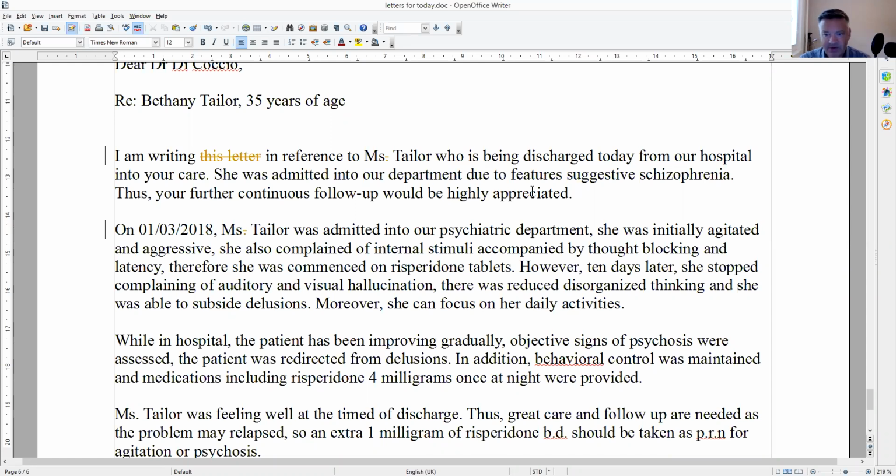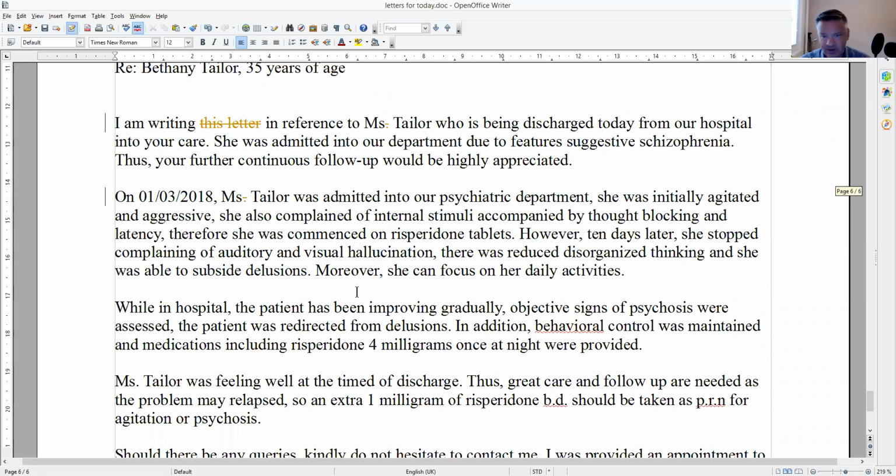However, 10 days later, she stopped complaining of other hallucinations. Therefore, there was reduced disorganized thinking, and she was able to. How can you subside a delusion? How can you be able to subside delusions? Can you do that? I don't think so. Her delusions subsided, but she wasn't able to actually control delusions. You will subside. That's not how it works.